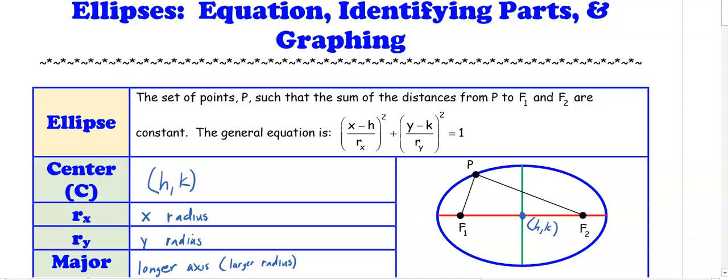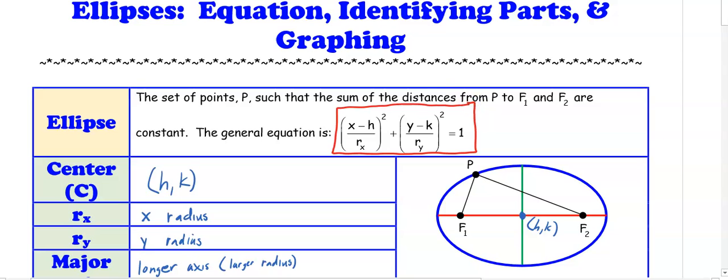This video is about our second conic section, which is an ellipse. So we're going to talk about the equation, identifying parts, and graphing. The ellipse is a set of points, P, such that the sum of the distance from P to F1 and F2 is constant.